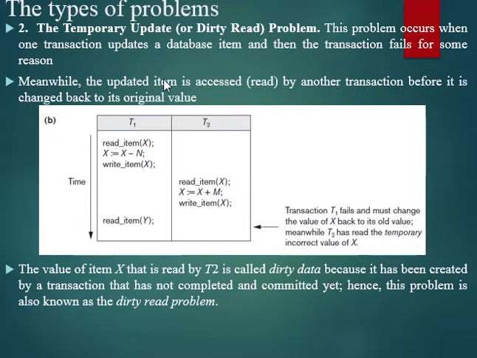So the next problem is the temporary update problem. Before going to that problem, you have to remember that if a particular transaction fails in between, it will return to the old state, or whatever the transaction did will be rolled back. The temporary update problem or dirty read problem can come in the examination in two ways. The problem occurs when one transaction updates a database item and then the transaction fails for some reason.